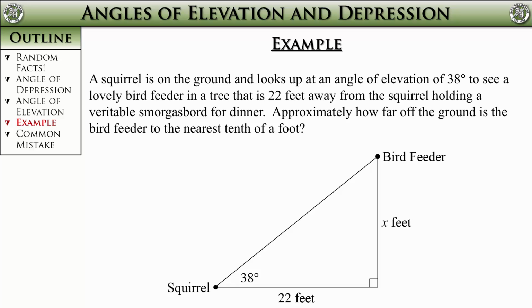Almost every single angle of elevation or angle of depression problem ends up with a right triangle as the picture. Once we cover section 8.5 and 8.6, then other types of triangles would be possible. But even then, for the most part, you almost always end up with a right triangle picture.